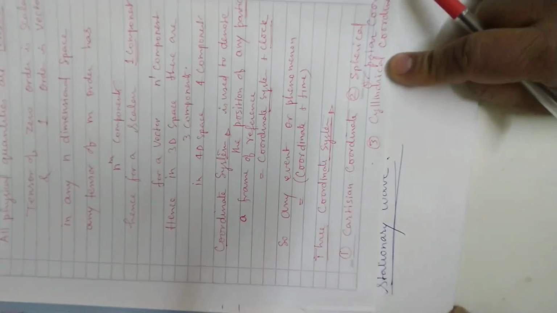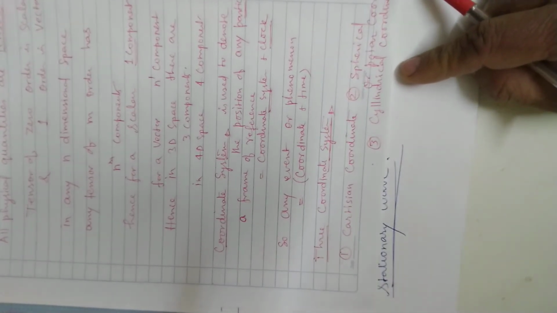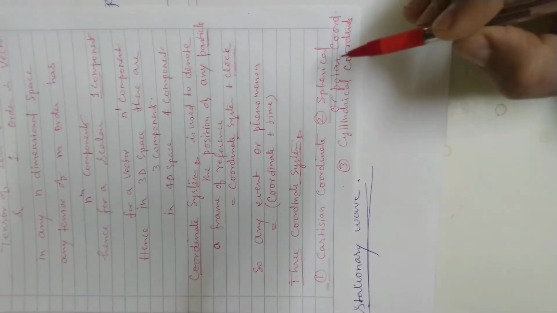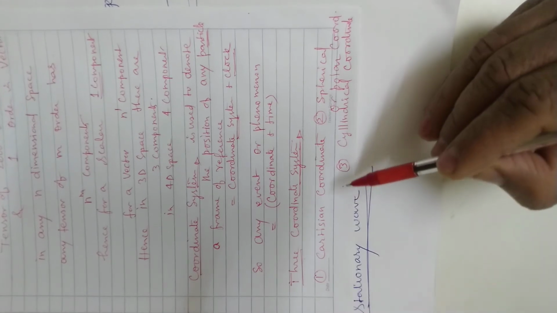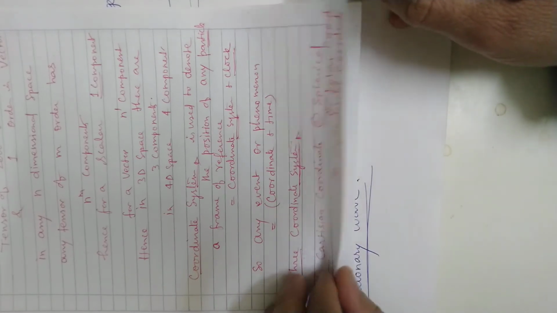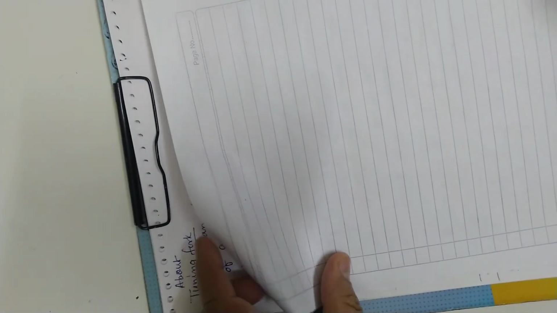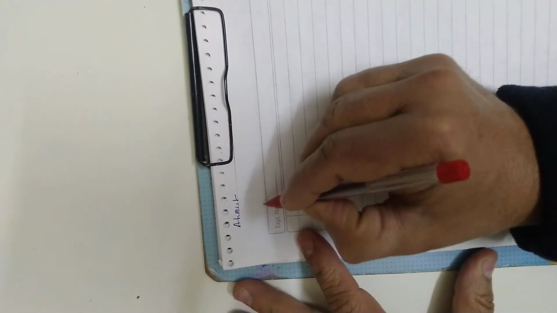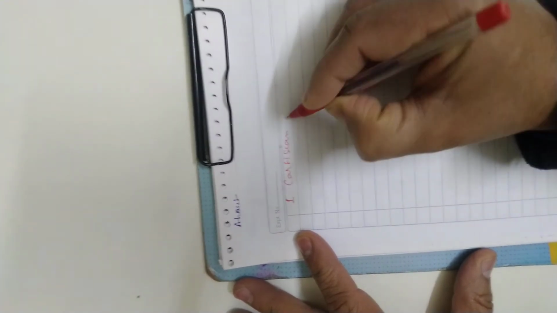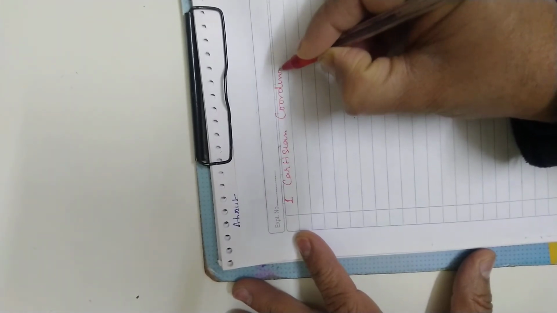So you must be familiar with these three coordinate systems. The most important one is the spherical coordinate system, and somewhat tough to understand as well. The simplest one out of these three is the Cartesian coordinate system, about which I am going to explain. I shall explain all the systems to you because nowadays in many universities these are not taught to the students. So the first one is the Cartesian coordinate system.